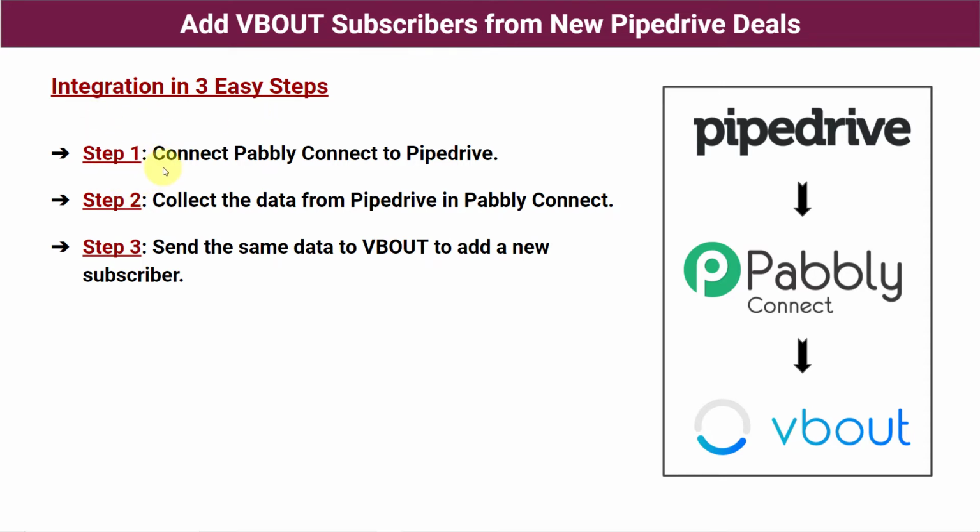Step 1 is connect Pably Connect to Pipedrive. First of all, we are going to open Pably Connect and connect our Pipedrive application with it. Step 2 says collect the data from Pipedrive in Pably Connect. In the second step, we'll add a new deal in Pipedrive and collect the data of that deal and the contact persons in Pably Connect. And step 3 says send the same data to Vbout to add a new subscriber. The data we have collected in Pabbly Connect, we are going to send to Vbout to add a new subscriber. So first of all, let's jump back to step 1 and open Pabbly Connect.